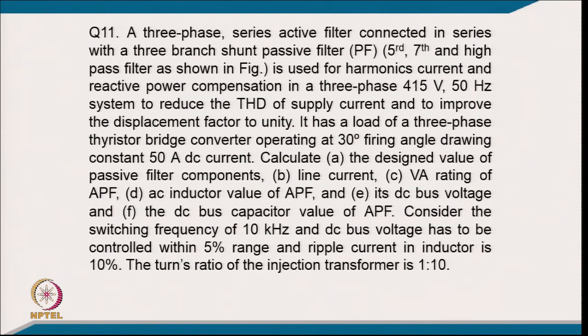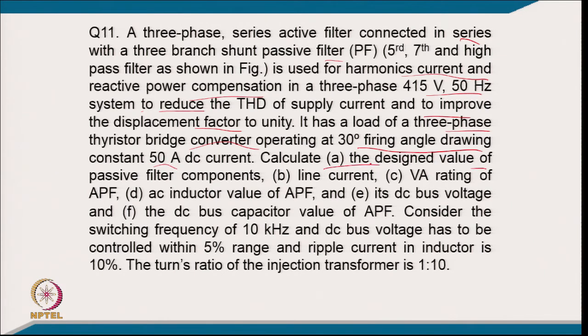Coming to problem number 11, a 3-phase series active power filter connected in series with a 3-branch shunt passive filter, 5th, 7th and high pass filter, is used for harmonic current and reactive power compensation in a 3-phase 415 volt 50 Hz system to reduce the THD of supply current and to improve the displacement factor to unity. It has a load of a 3-phase thyristor bridge converter operating at 30° firing angle, drawing a constant current of 50 ampere.